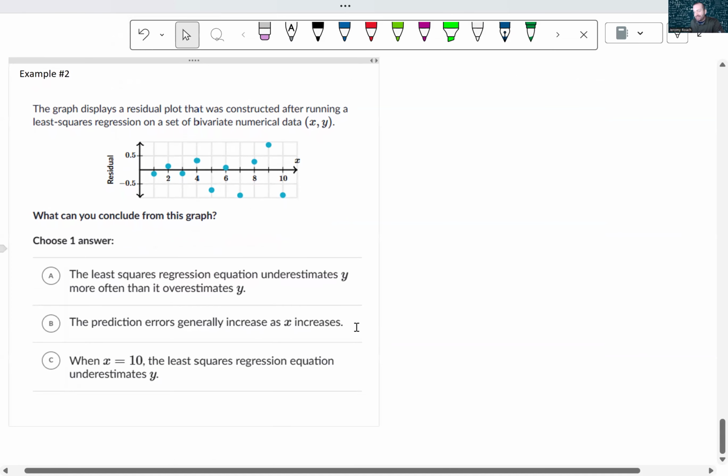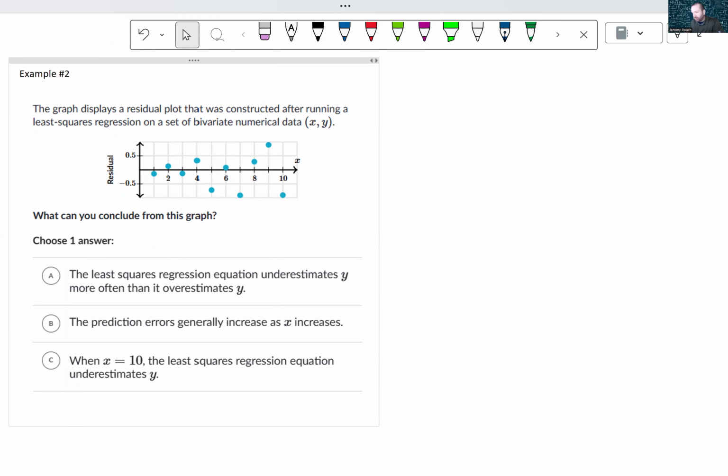So here it shows us a residual plot that was constructed after running the least squares regression on a set of bivariate numerical data. That just means x comma y. And it says, what can you conclude from this graph?